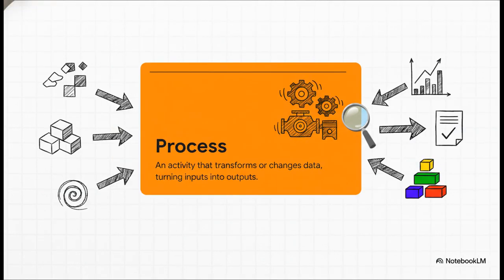All right, next is the process. This is where all the action happens. A process is anything that actually changes or transforms the data. It takes inputs and creates outputs. That's why you'll always see them labeled with an action phrase, a verb, like validate account or buy ticket. These are the engines that make the whole system run.